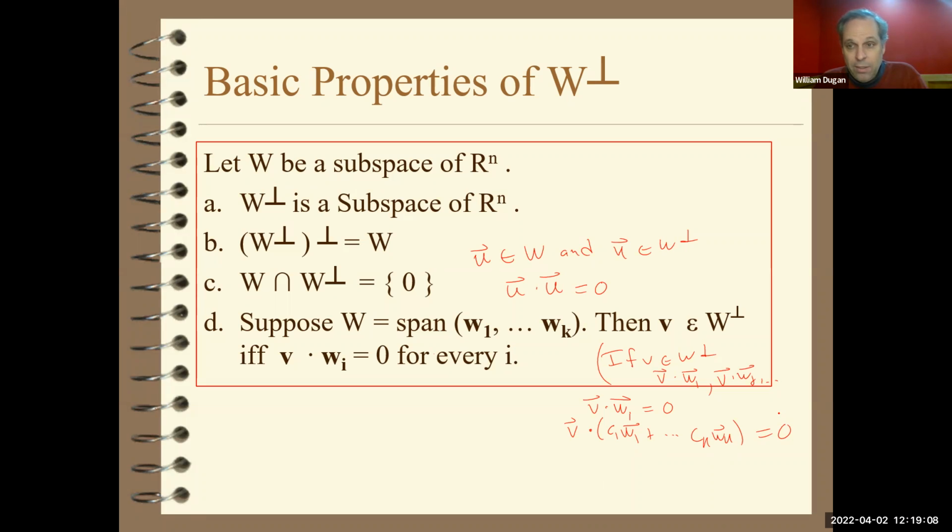Therefore, V is orthogonal to every vector in the span of those vectors. Therefore, V is in W perp, right? Because it's orthogonal to every vector in W. Easy. These are, again, very straightforward, just extensions of ideas you pretty much already know. Let's not look at these anymore.